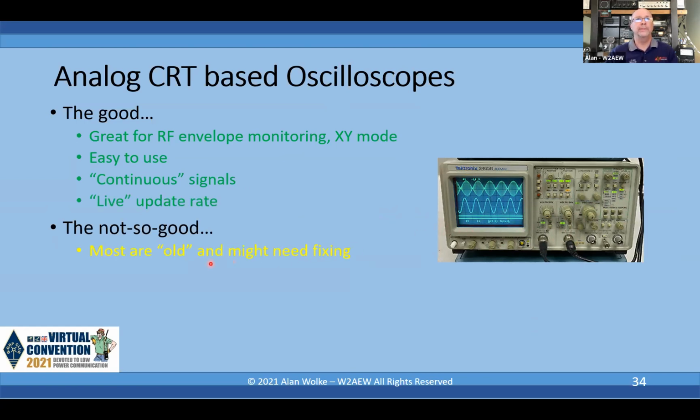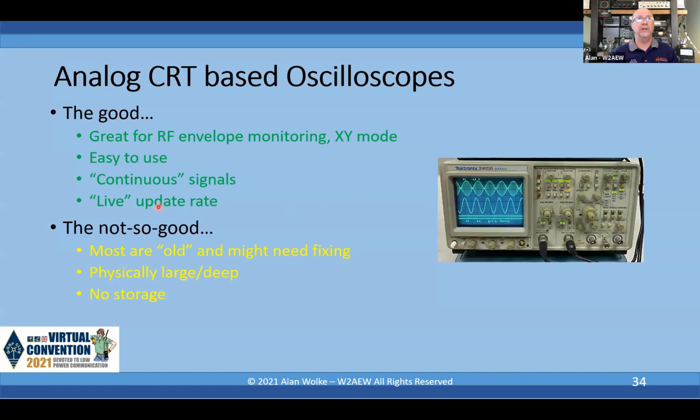But not so good is that most analog scopes are pretty old these days, and they might need fixing. Some people like that, it gives them something to do, but just keep that in mind. They're generally physically large, generally deep, because the CRT is pretty deep, so they take up a lot of bench space. And most of them don't have any storage on them, so they're really only good for looking at live signals.